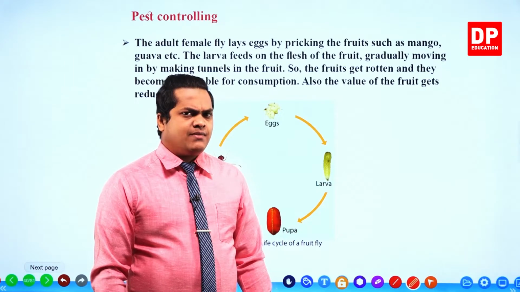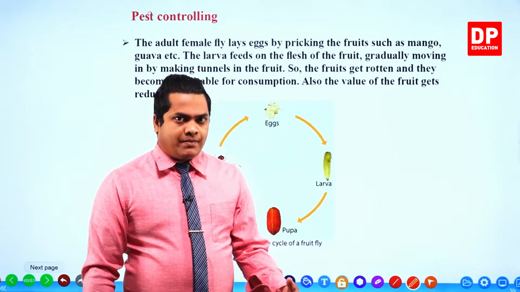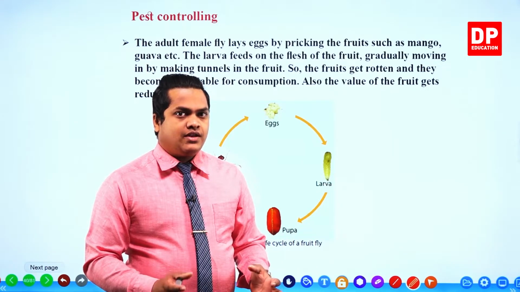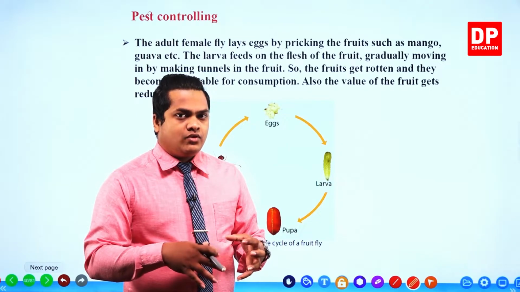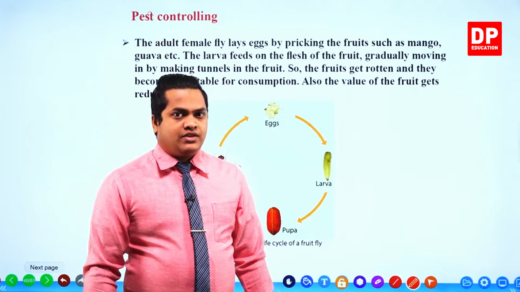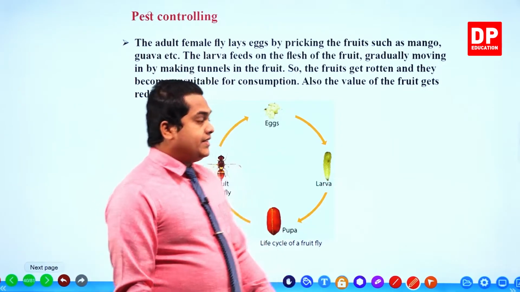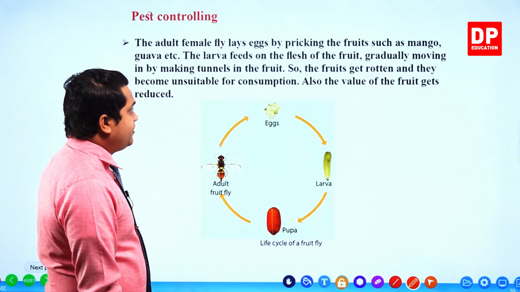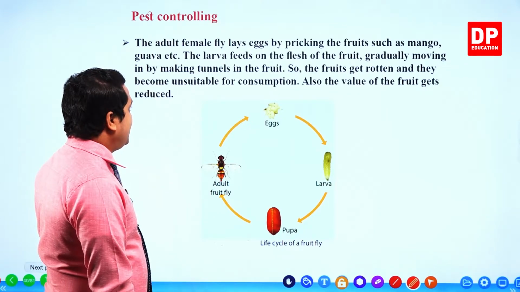So what are the examples for those? Mango, guava, papaya, and so on, right? If there is a fleshy part, then this fruit fly is going to come and prick or pierce it and lay eggs inside the fruit. Then the larva feeds on the flesh of the fruit, gradually moving in by making tunnels in the fruit.